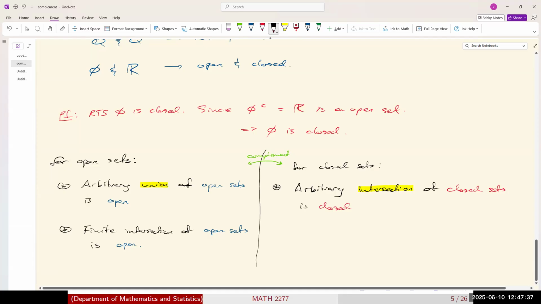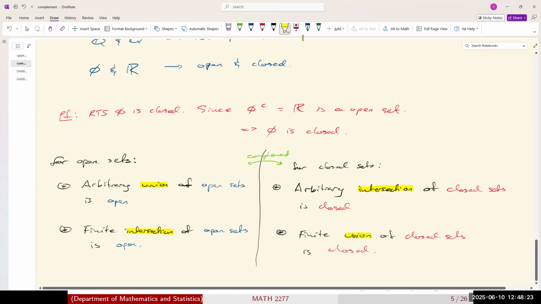And what about finite now? So on the side of the open sets, finite intersection of open sets is open. But if we are on the closed side, it becomes finite, what is the complement of intersection? The complement of intersection is union, right? So I'm using De Morgan's law. Finite union of closed sets is closed. It's closed. Right?